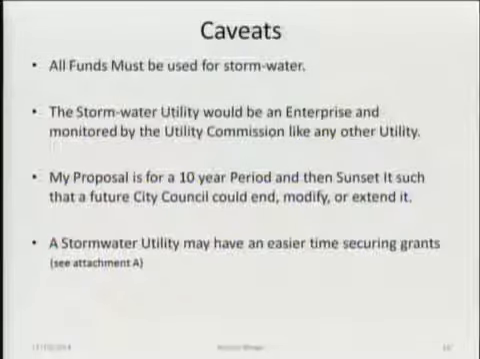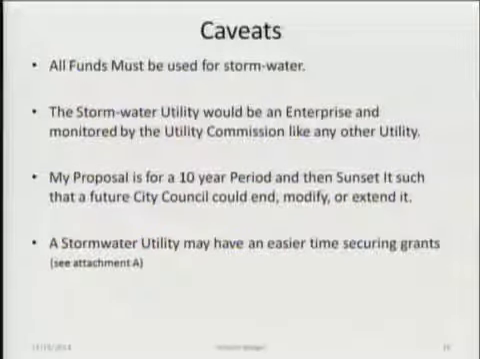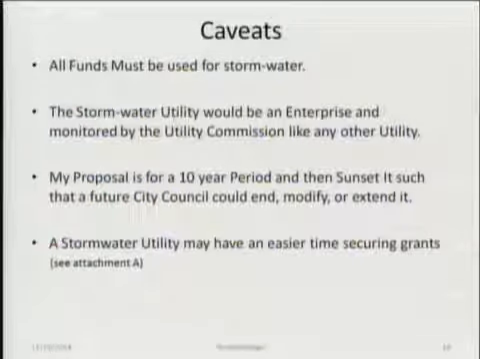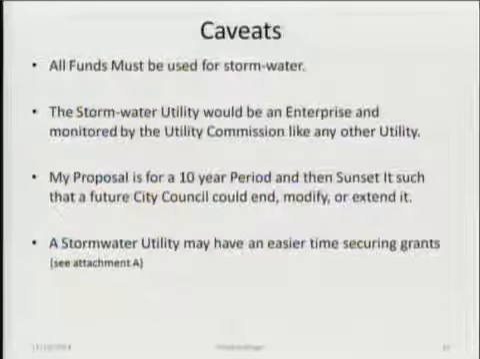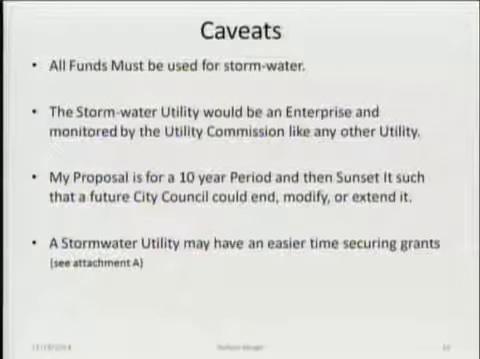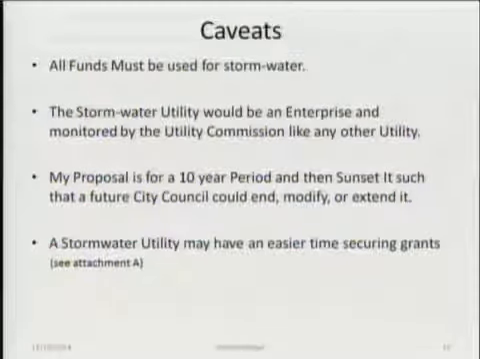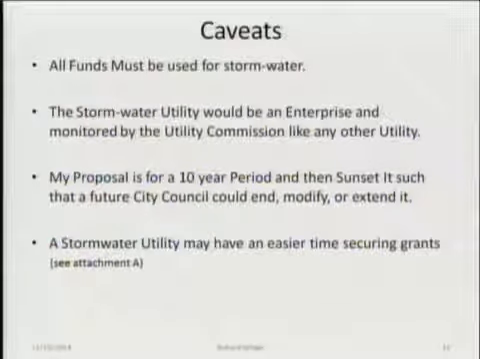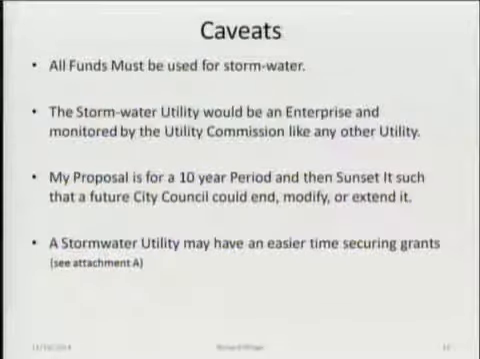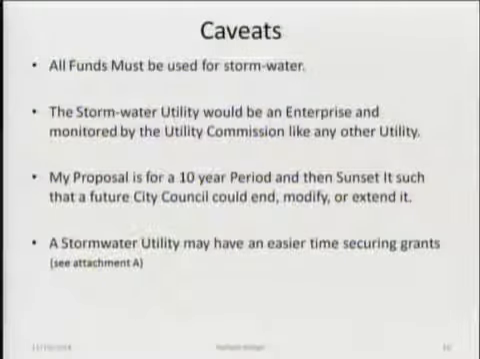Caveats. All funds must be used for stormwater. The stormwater utility would be an enterprise and monitored by the Utility Commission like any other utility. My proposal is for a 10-year period and then sunset it such that a future city council could end, modify, or extend it. My belief is that once we get into it, it'll go on and needs to go on for the years ahead. But I always like a way to get out of things if need be. And a stormwater utility may have an easier time securing grants.